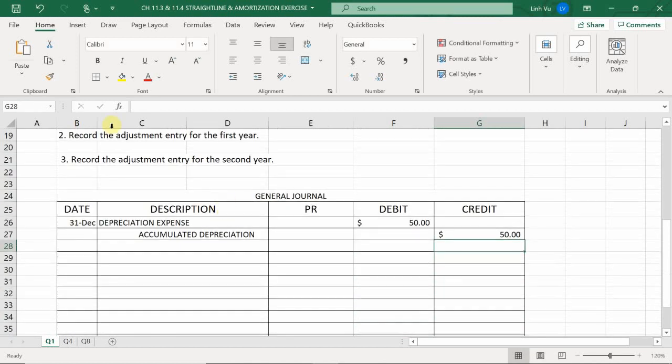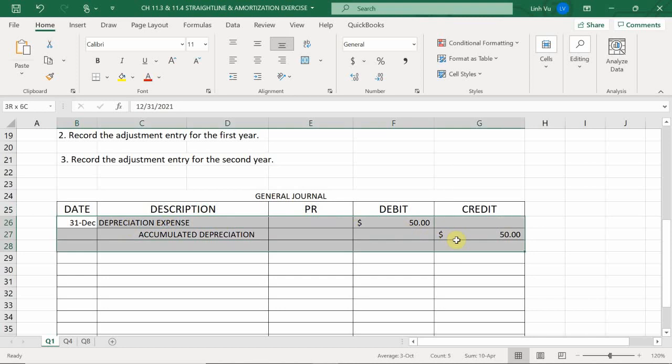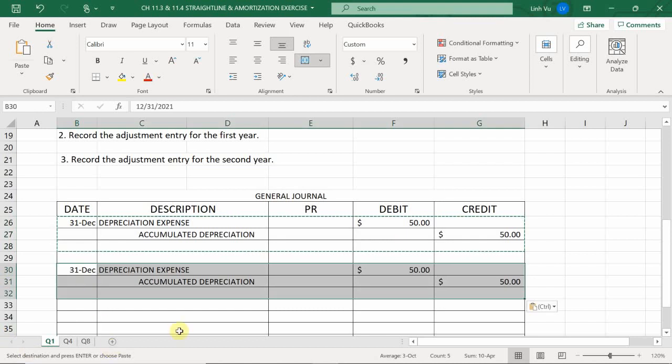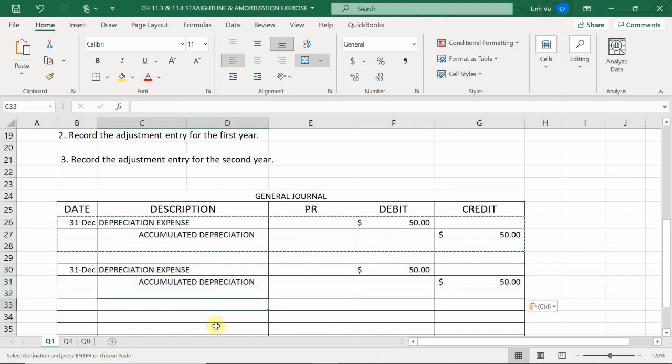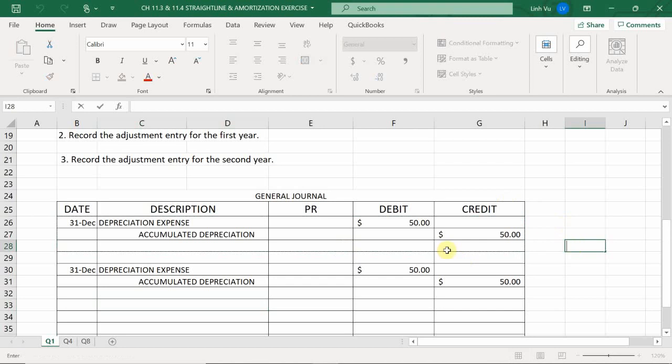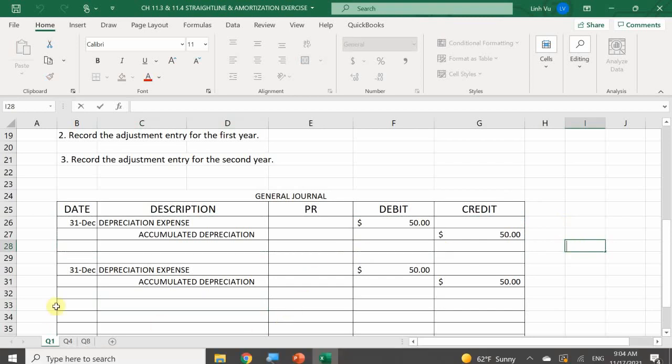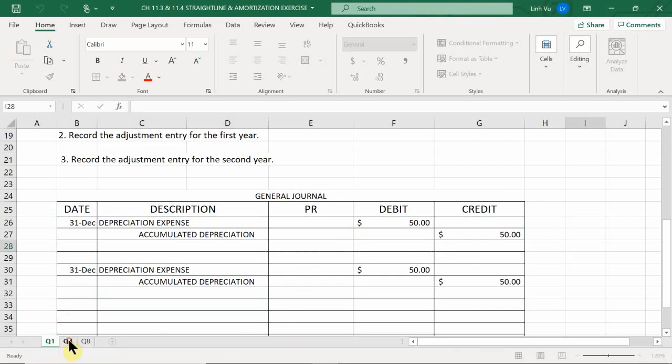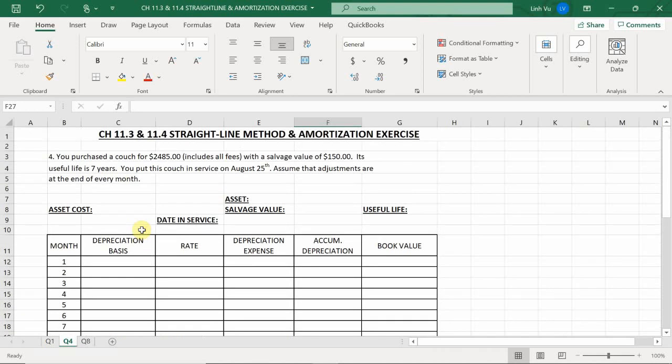And of course, if I were to depreciate it for the second year, it's going to be the same, it's going to be identical. Okay? Good. All right. So let's go ahead and dive into question number 4. Let's take a look at this one.